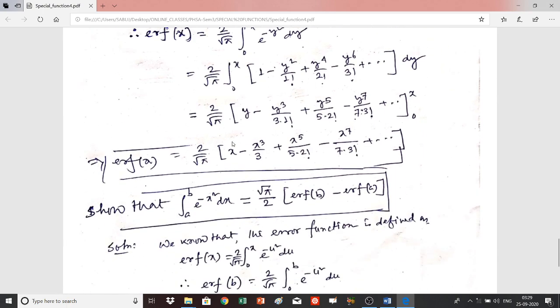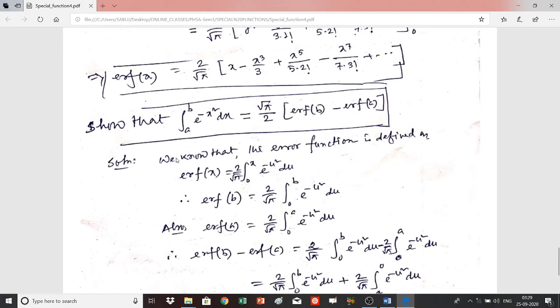After using the limits, you can find erf(x) is equal to 2 by root pi times x minus x cubed by 3, then x to the 5 by 5 into 2 factorial, then x to the 7 by 7 into 3 factorial, and so on. So this is the series expansion of the error function.